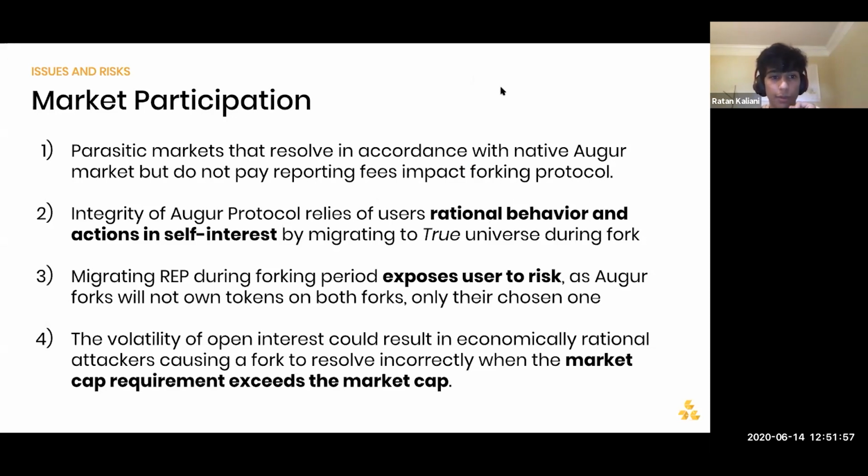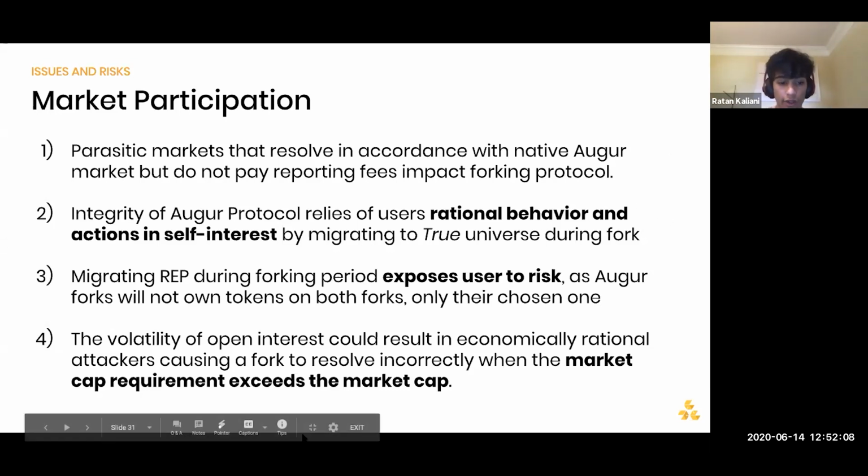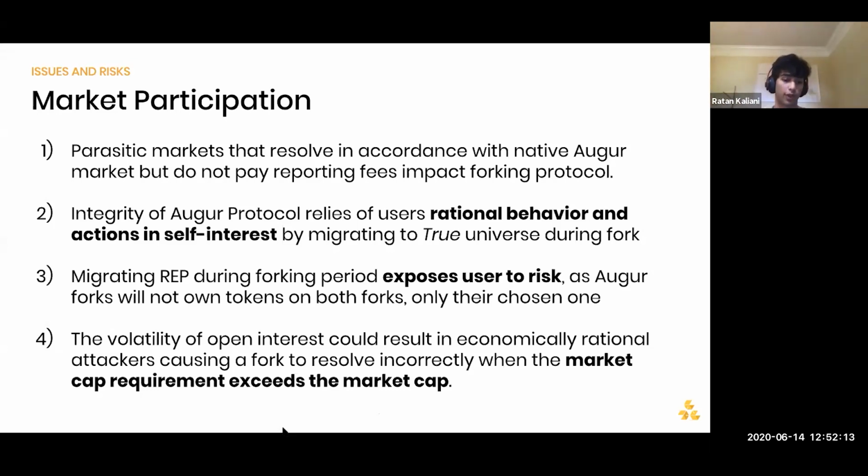So market participation, where we really see this come up is whenever parasitic markets that resolve in accordance with Augur markets, but do not pay reporting fees, is where we see an impact on the forking protocol.